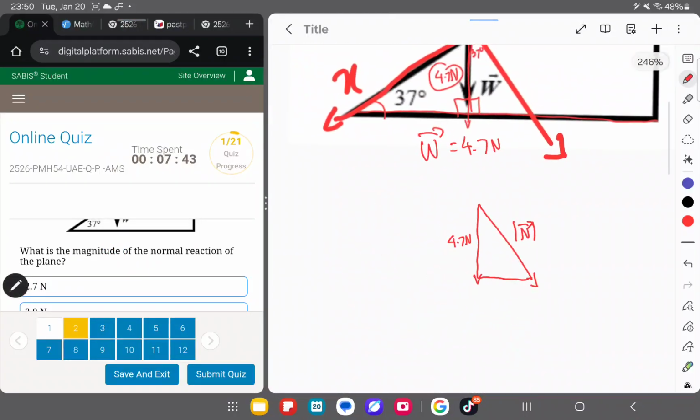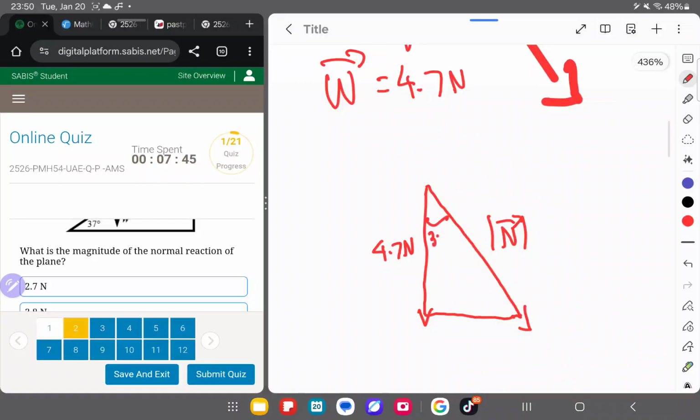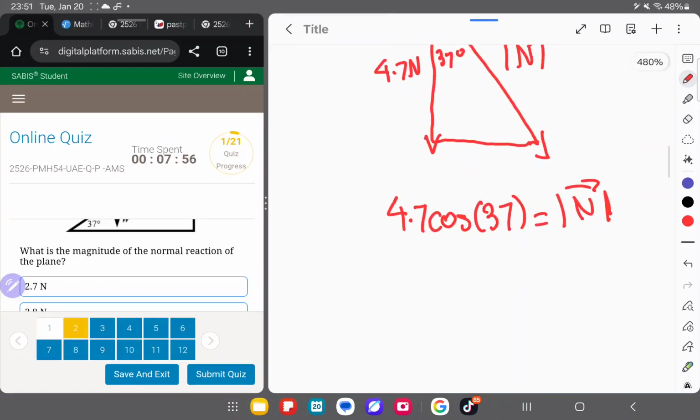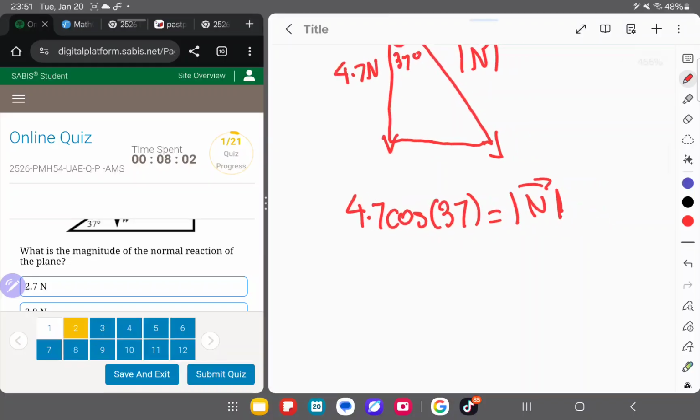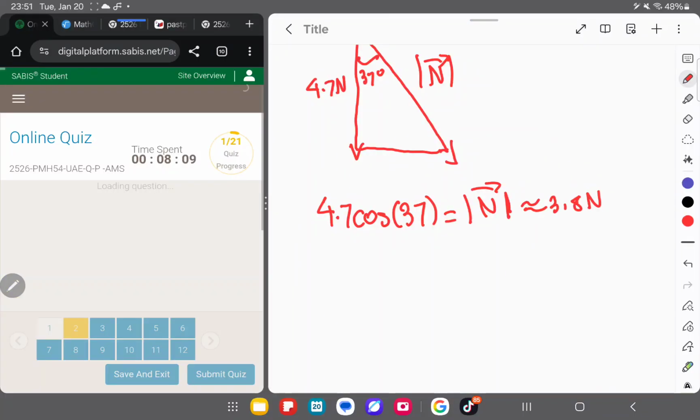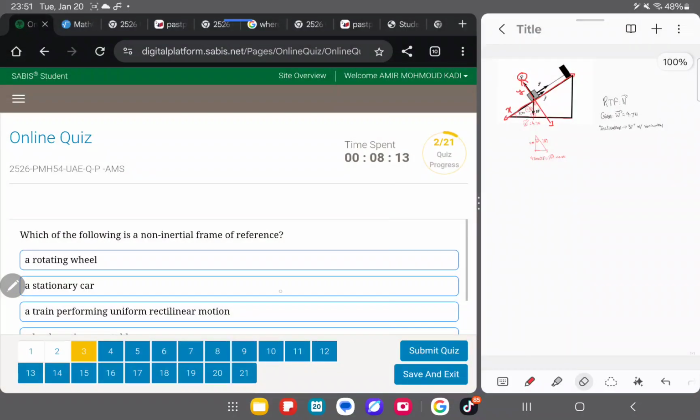So in order to do this, we'll do simple trigonometry. We'll just do 4.7 cosine 37 to get the magnitude of the normal. So 4.7 cosine 37 is approximately 3.8 newtons. So now we have the normal, 3.8 newtons. Moving on. Now, most of the questions are relatively easy, I'd say.